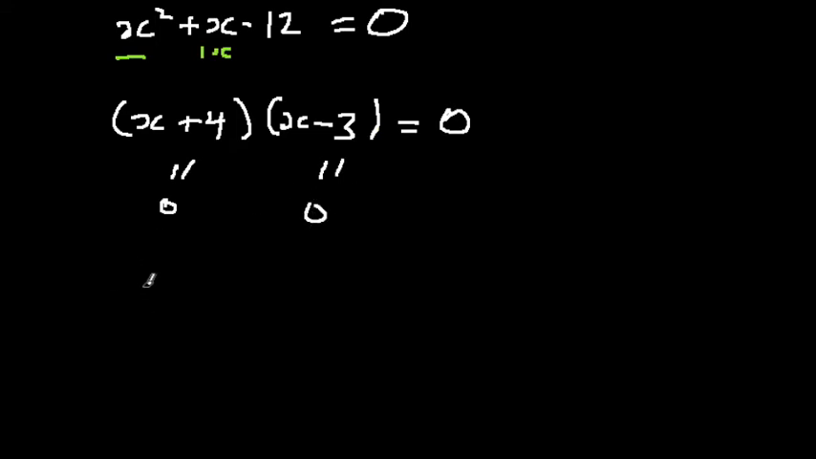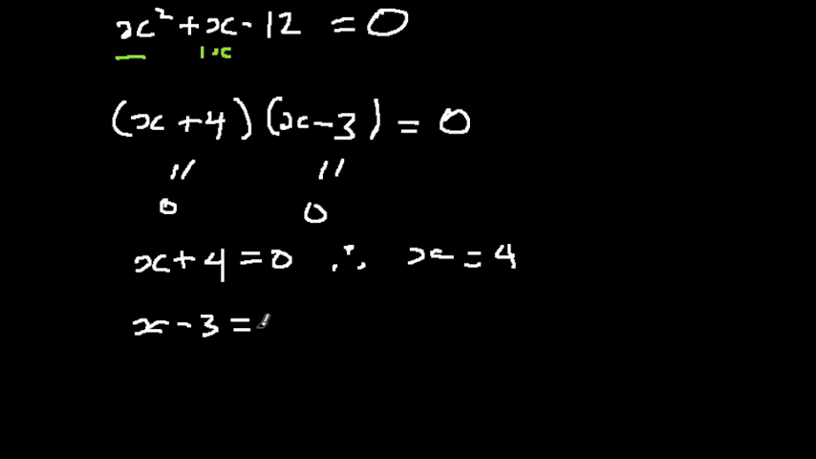Therefore, the possible values of x are: x plus 4 is equal to 0. Therefore, we can say that x is equal to minus 4. And the other possibility is x minus 3 is equal to 0. Therefore, x is equal to 3. So those are the possible answers.